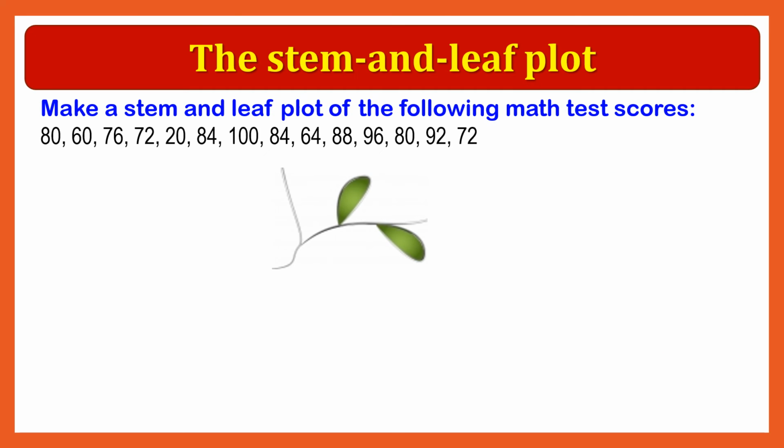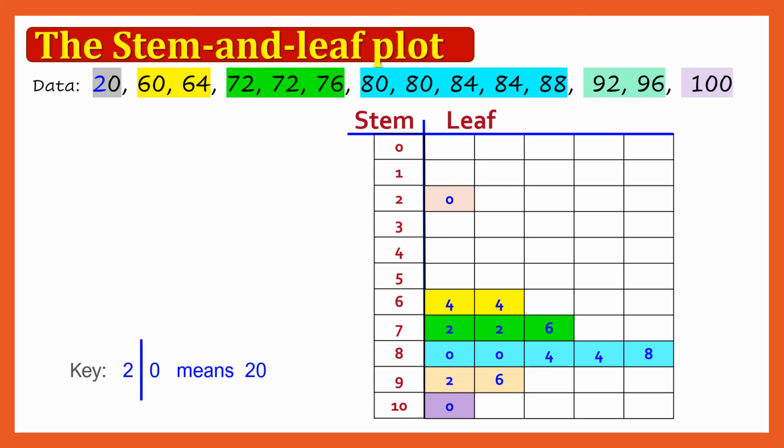Example: make a stem and leaf plot of the following math test scores: 80, 60, 76, 72, 20, 84, 100, 84, 64, 88, 96, 80, 92, 72. We start ordering the values from smallest to largest. In this example, we have a set of math exam scores. The digits in the tens position are the stems and the digits in the ones position are the leaves.